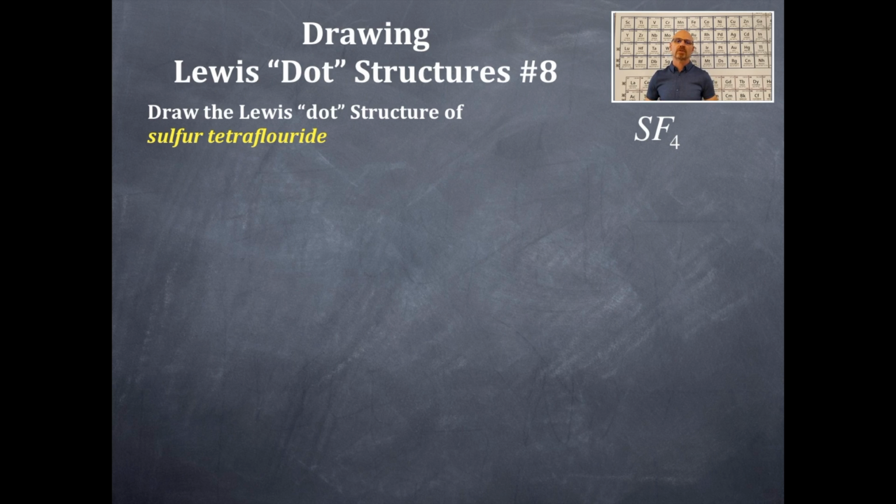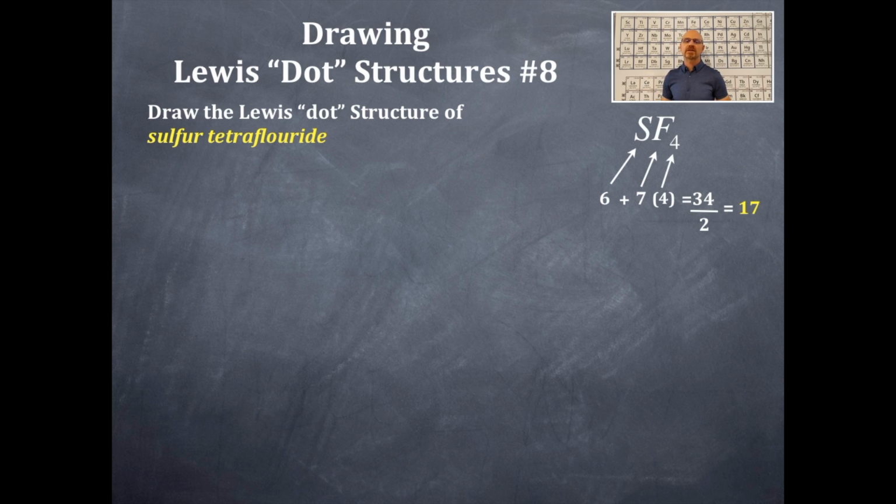Next thing we're going to do is look on our periodic table right back behind me there. We're going to find out how many valence electrons for each element. Sulfur is 6, fluorine is 7. There are a total of 4 fluorines. We're going to sum these numbers up. That gets us 34 total electrons. We're going to divide this by 2, and then that will give me 17 pairs.